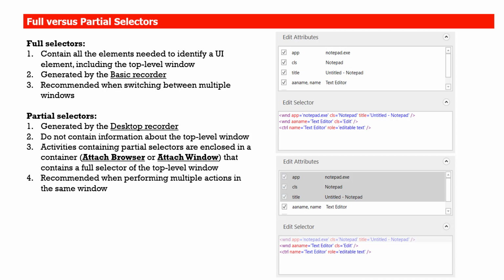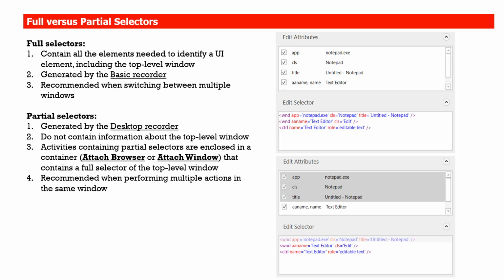So you need to create a selector for 5 elements. Every time you create a selector for those 5 elements, some common attributes will be there, right? That's for the top element, that's for the window. So in those scenarios where you need to work on multiple elements on the same screen, always use attach browser or attach window so that the repetitive selector will go there. And only the selectors which uniquely identify those elements will be required to capture as partial selectors.